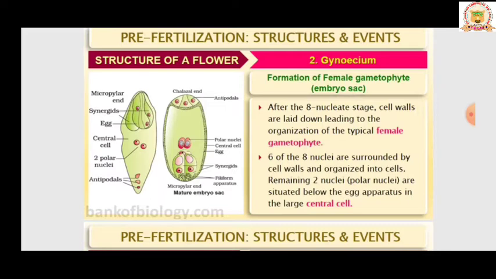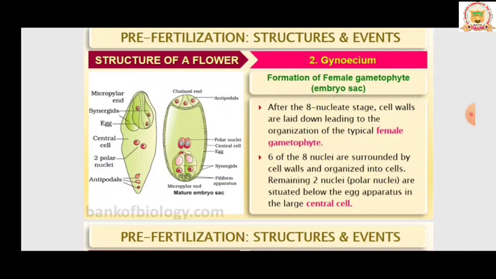As I said, the functional megaspore undergoes mitotic cell division. Only the division of the nucleus occurs, and it is not followed by the formation of a cell wall. As it continues to the 8-nucleate stage, the walls are laid down. Then cell wall formation takes place, forming a typical female gametophyte.